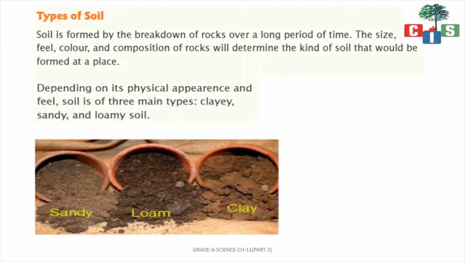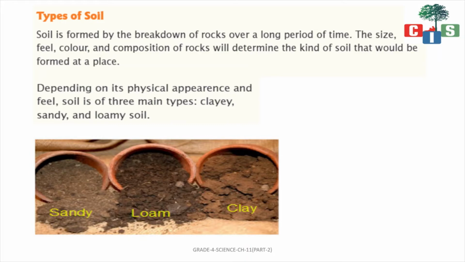Soil is formed by the breakdown of rocks over a long period of time. We know that the formation of soil takes a long time, and the size, feel, color and the composition of rocks will determine the kind of soil that would be formed at a place. So depending on the type of the rock, the type of the soil is being formed.